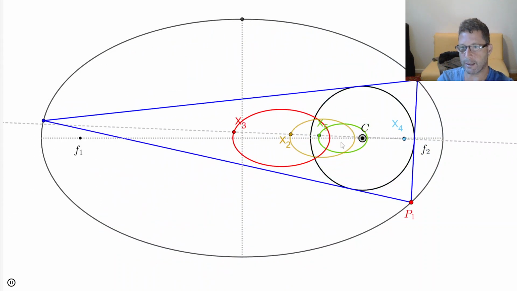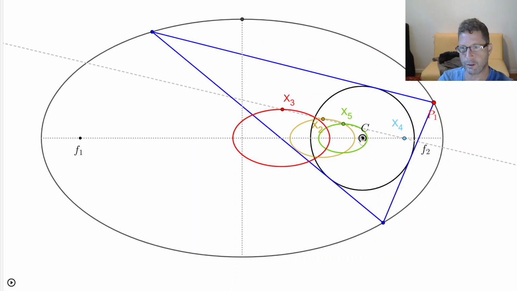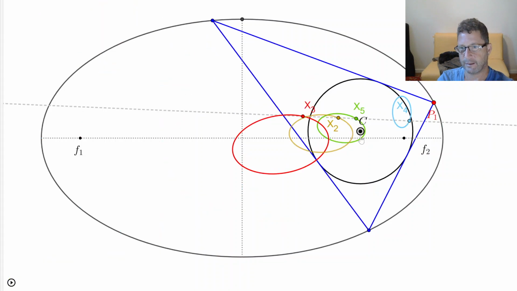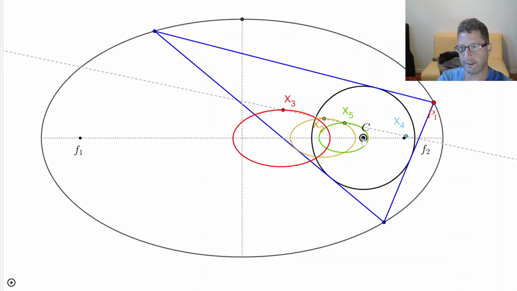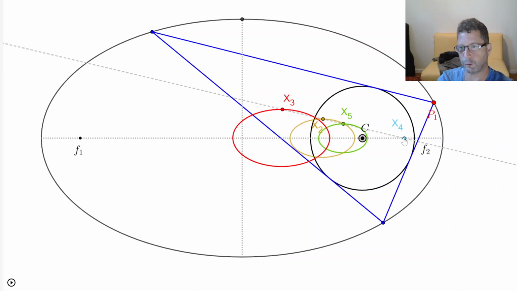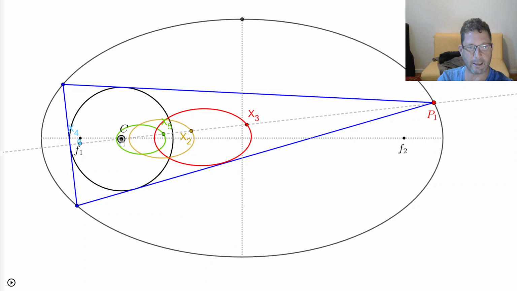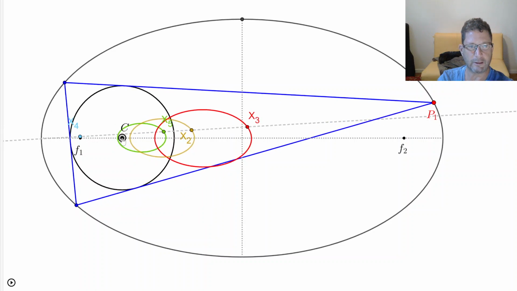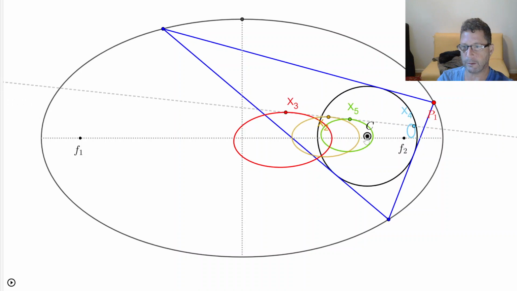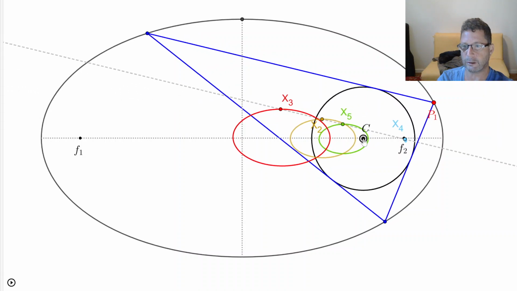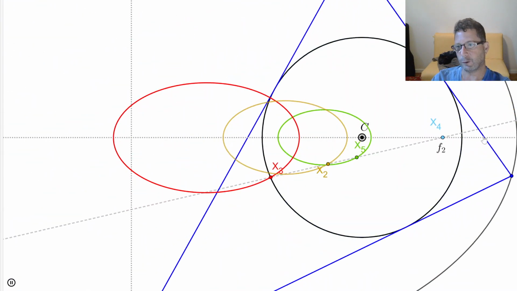Now we mentioned in the previous video that there are two positions for C where the locus of x4 shrinks to a point that coincides with one of the foci of the outer ellipse. So F2 here, and if I move C to the other side, you get the symmetric situation where x4 is right here on the other focus. So let's go back to this situation here. Okay, assume that x4 is stuck.